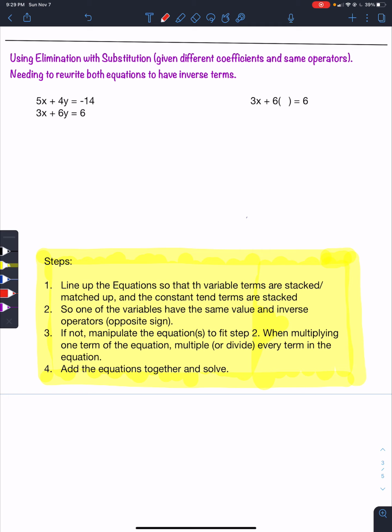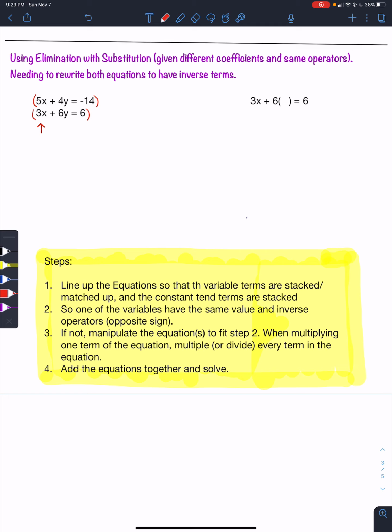Now remember, we're only looking at the variable terms. We are not looking at the constant terms. Okay. So what I'm going to do, since I don't have a nice place to start, I'm just going to go ahead and start with the x's. Okay. And I'm going to try to get these two to eliminate. That's my goal. Well, in order to make them eliminate, I've got to multiply the first equation and the second equation by something that will make them the same coefficient value. So what number would 5 and 3 both multiply to?